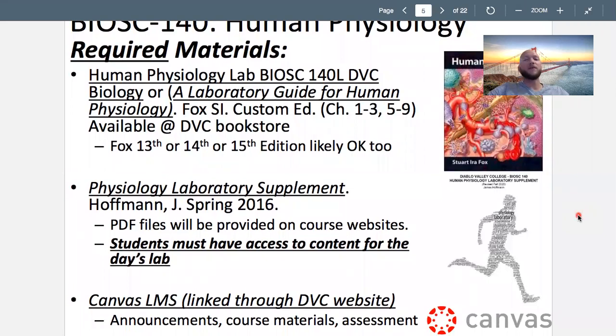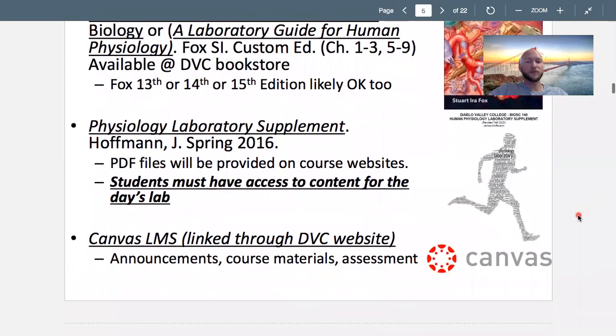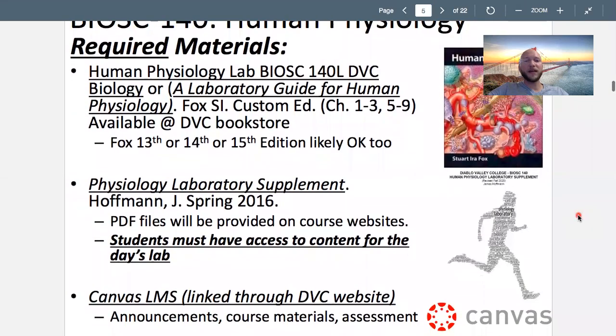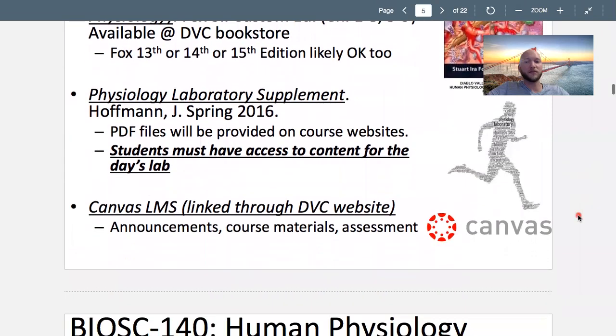The PDF of the supplement is on Canvas right now. You can download it for free. I believe you can buy a printed out version at the bookstore, but you can download the PDF for free from Canvas right now. And you must be able to access Canvas for this class. The entire class is on Canvas, so you need Canvas.